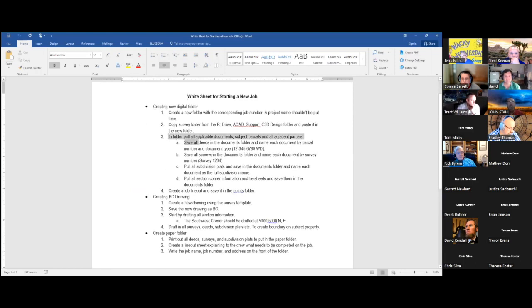But this portion right here: the first thing we do, we've created a folder on the network, we've got the contract signed, we start a new job, we do this. We pull all applicable documents. Even if we don't think we need them, we pull everything: adjoining deeds, adjacent surveys, section information, township information, tie sheets, you name it, we pull it. We have a place where we save it, and we print those all. I'm a paper person, so I kill a few trees and print it all off.